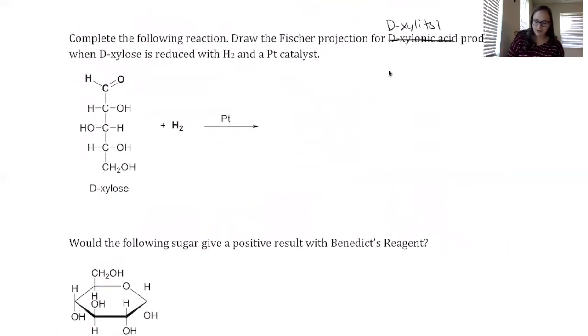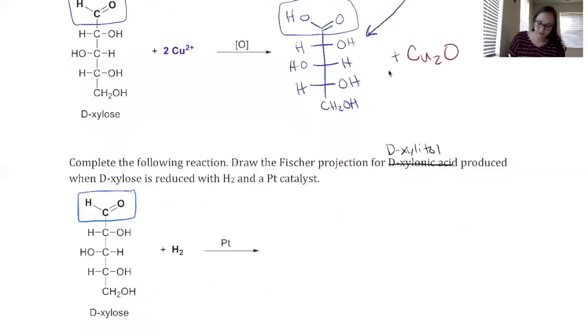Okay, complete the following reaction. Draw a Fischer projection for D-xylitol produced when D-xylose is reduced with hydrogen and a palladium catalyst. Okay, so looking at this again, the reaction is going to happen at this carbonyl carbon. So we're not going to worry about the rest of the molecule. It's actually just going to be exactly the same as what we had seen before.